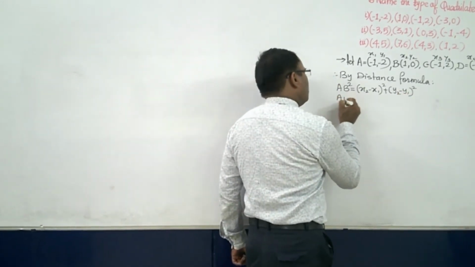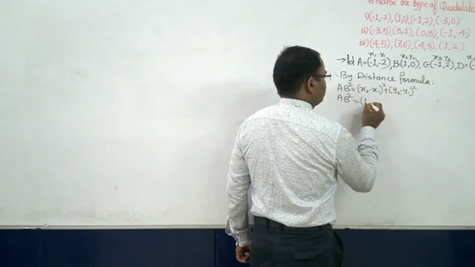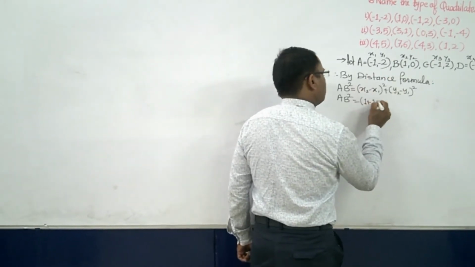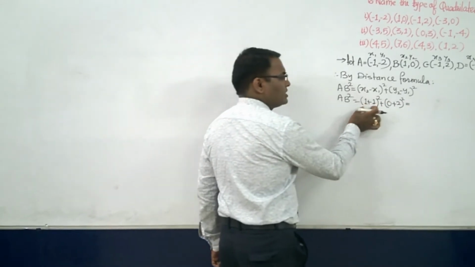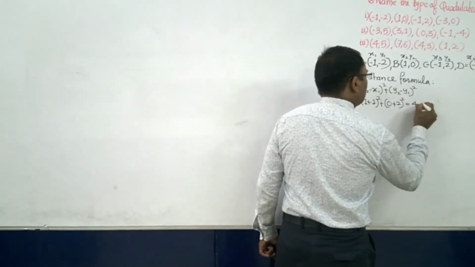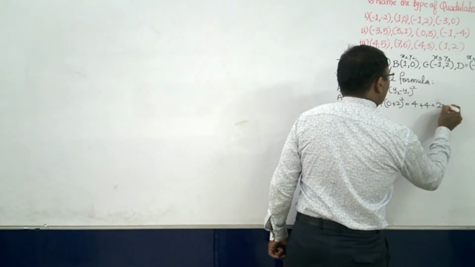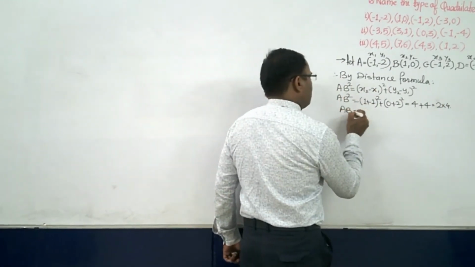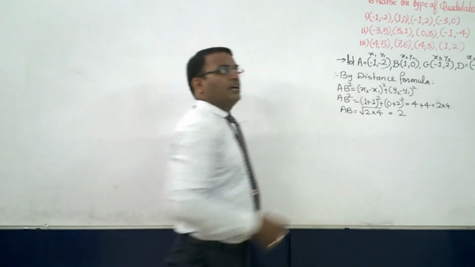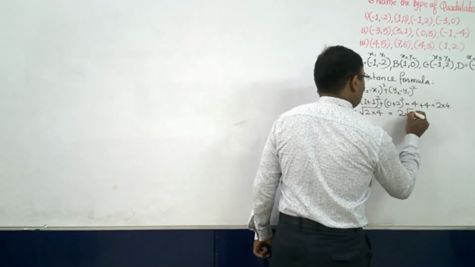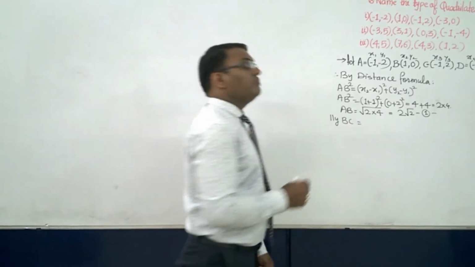Now put in the values and find the answer. So x2 is 1 minus of minus 1, that is 1 plus 1 squared, plus 0 minus of minus 2, which is plus 2, squared. So 1 plus 1 is 2, square of 2 is 4. Again 0 plus 2 is 2, square of 2 is 4. So it is 2 into 4. Therefore AB is root of 2 into 4, or this 4 comes out as 2, and then 2 root 2. This is equation 1.